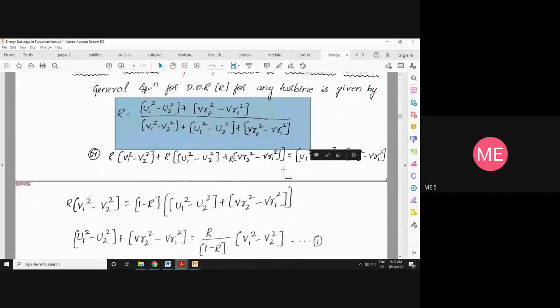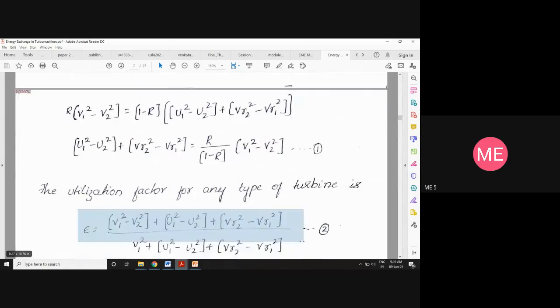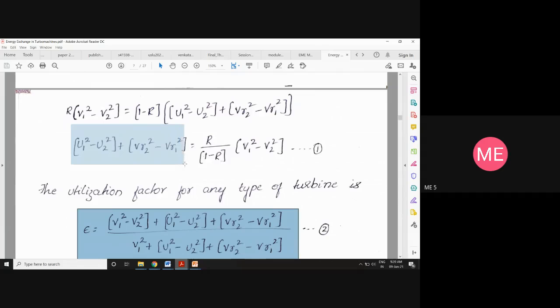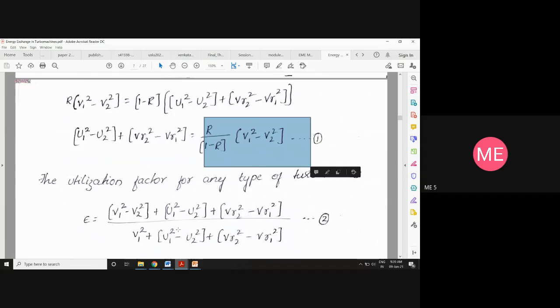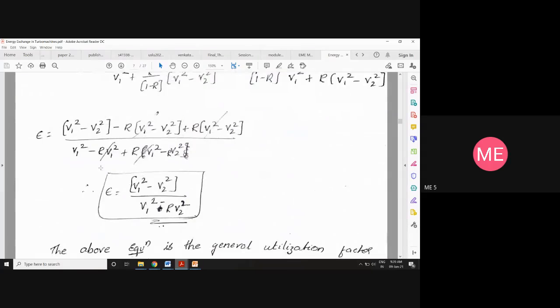Write down the R, write down the utilization factor separately. Then express U1 square, U2 square, and VR2 square minus VR1 square in the form of this. Wherever it is required in the utilization factor, substitute this value and simplify. You will get utilization factor equal to V1 square minus V2 square divided by V1 square minus R into V2 square. More than 10 to 15 times they have asked this question.